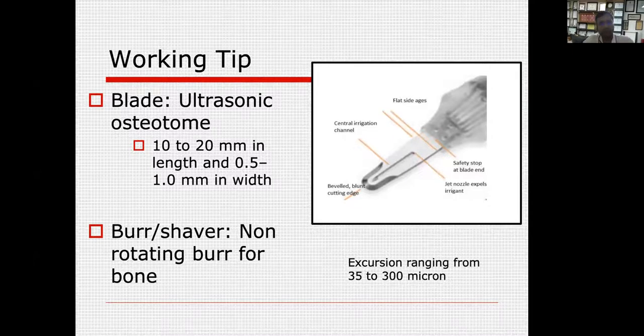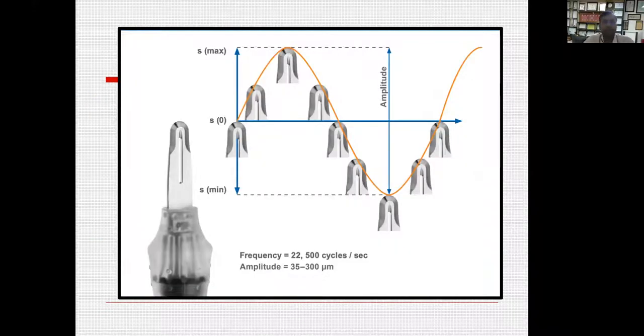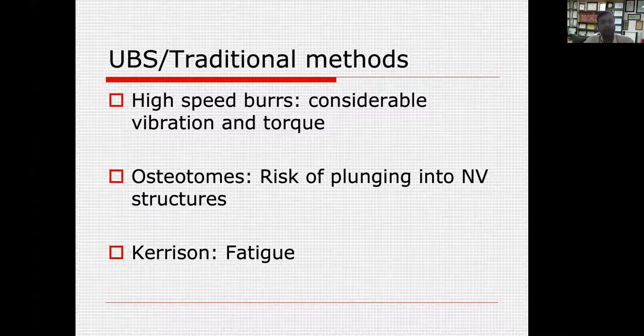While if you look at the burr and the shaver, they are the non-rotating burr for the bone, and they basically ablate the bone whenever they come in touch with the bone. So this is like the usual amplitude. You can see that the blade comes forth and back in this amplitude. And I will show a video of how it moves. So basically, it is this movement which creates the final transfer of energy to the bone.